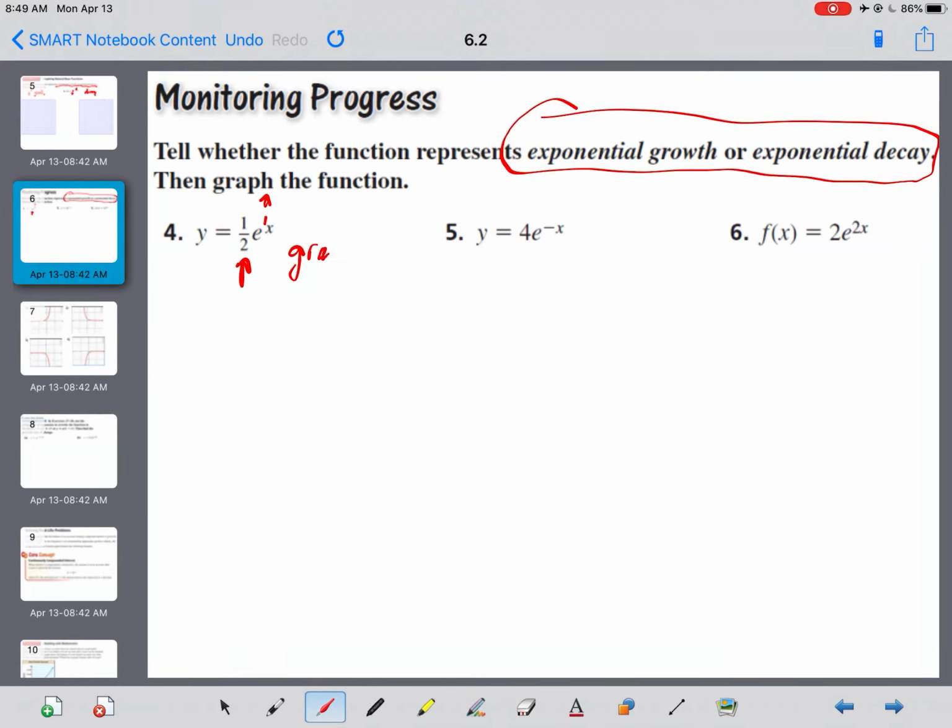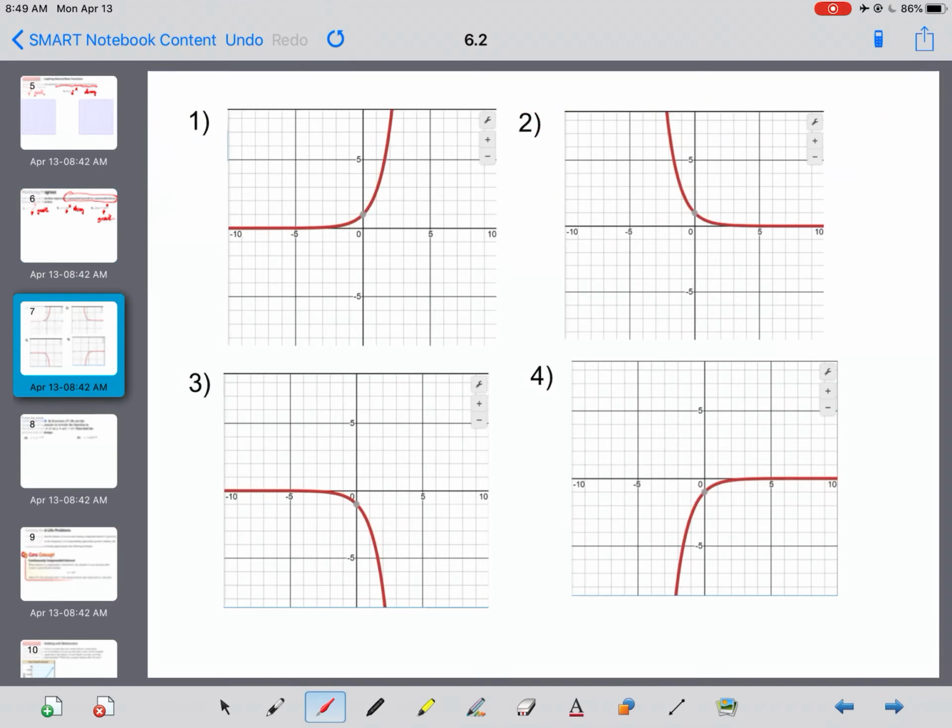All right, let's look. A 1/2 is bigger than 0. A 1 is bigger than 0, so this one should be growth. 4 is bigger than 0, but this is less than 0, so that would be decay. Bigger, both positive. That's going to be growth again.